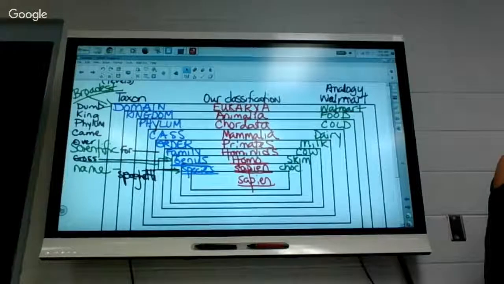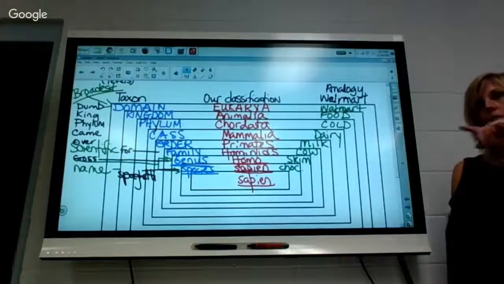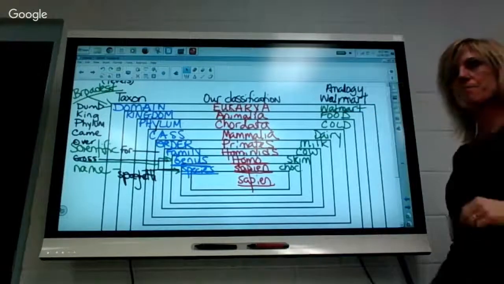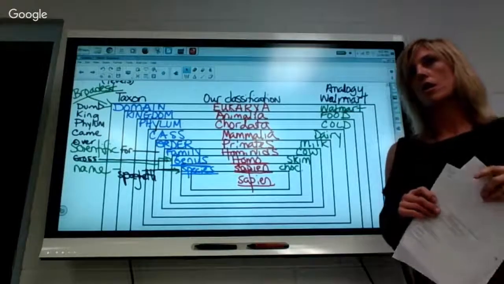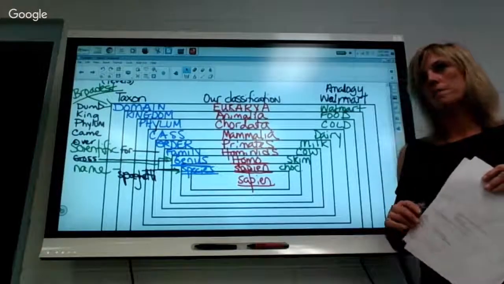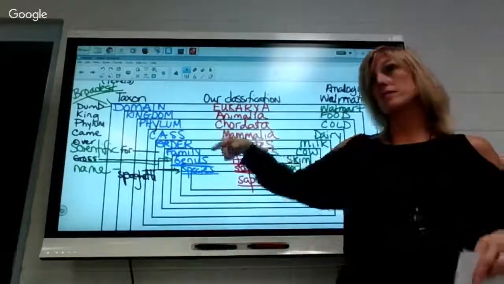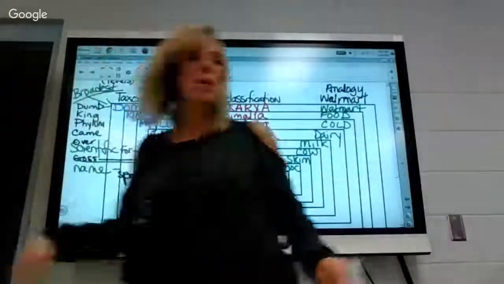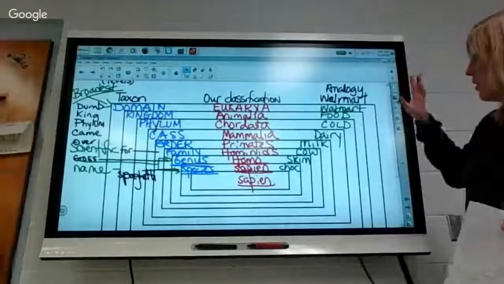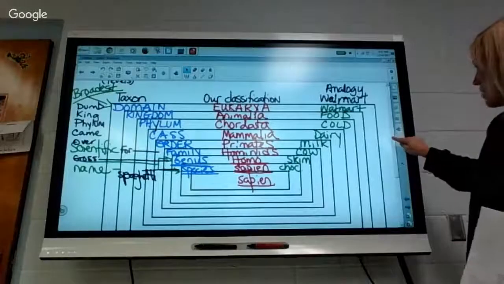It's milk to feed their young. Mammals, which would be what taxon? Look to the left. What taxon is mammals? So if you go to the left, what is it? Class. Yes, our class. So there is the hierarchy of classification.